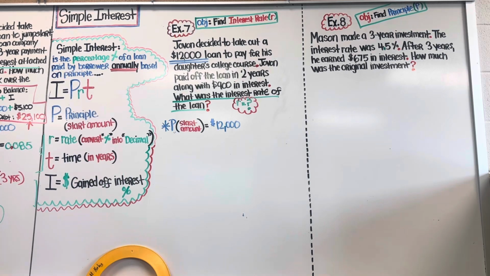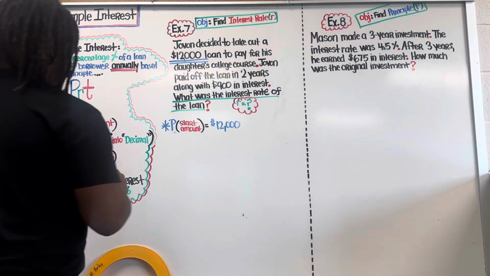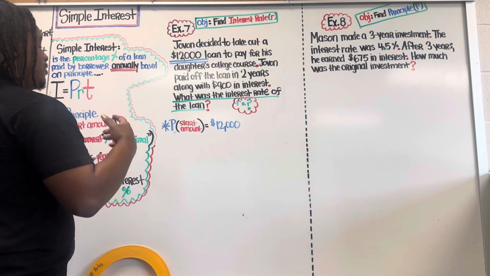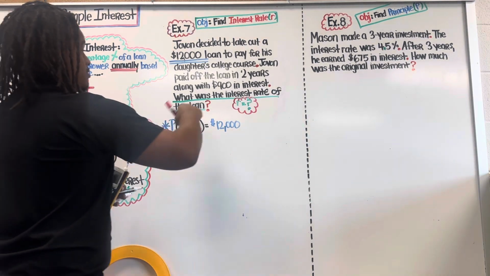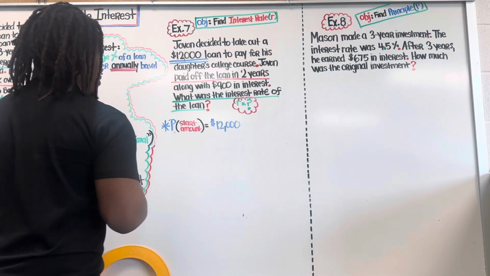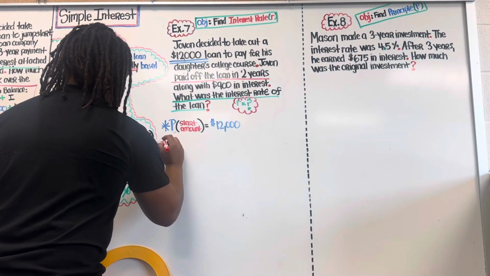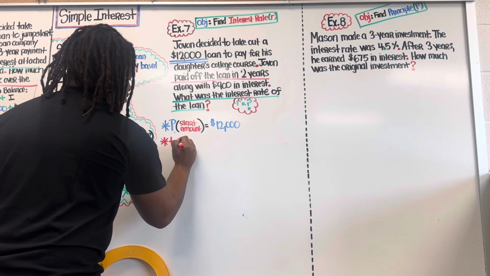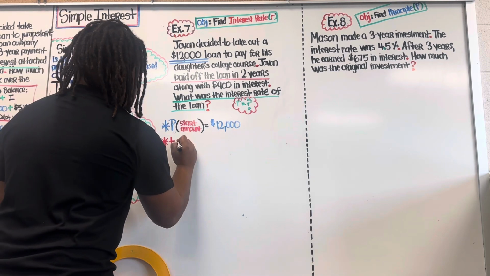All right, cool. All right, now the time it took for him to pay off that same loan was a span of 2 years. All right, so it says pay off loan in 2 years, right? So R, I'm not R, T. I'm going to go ahead and put T because I found T. So T equals 2 years.